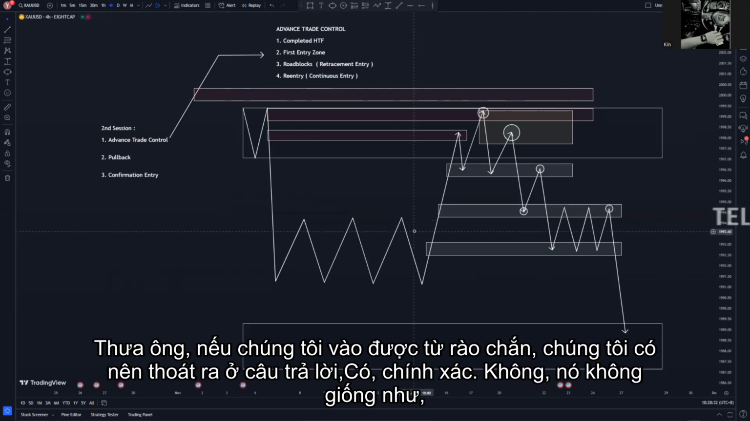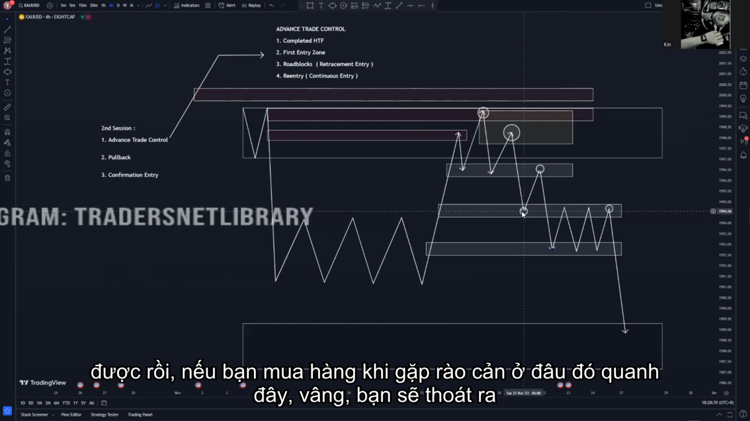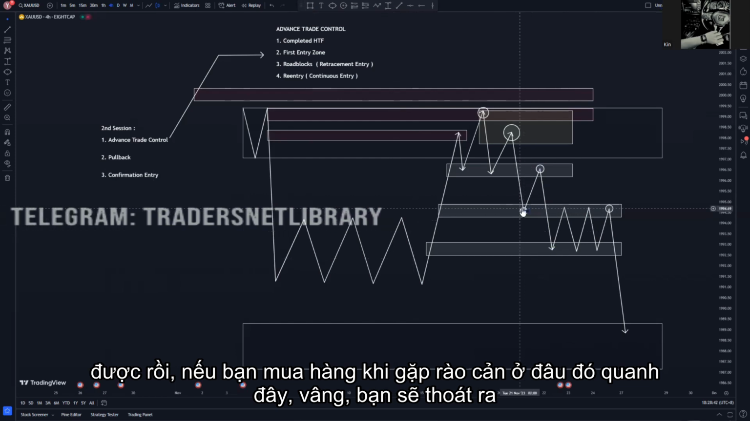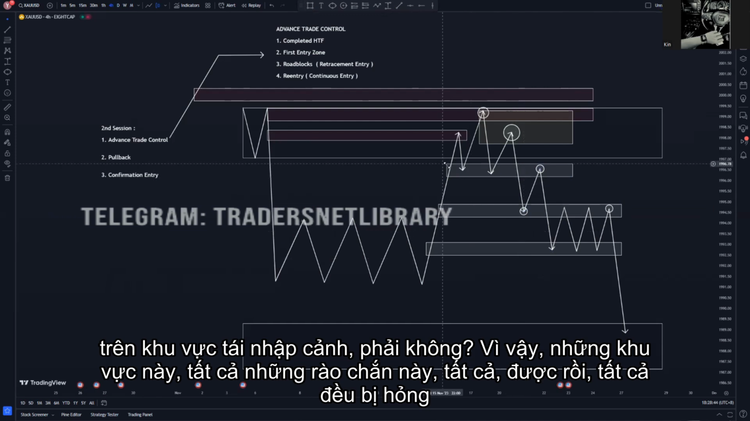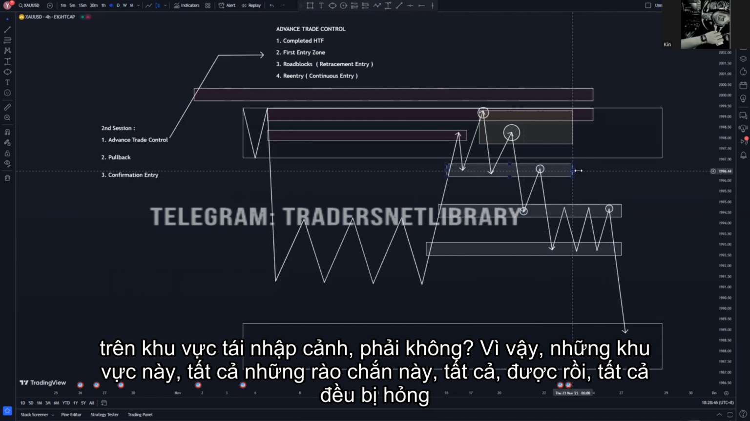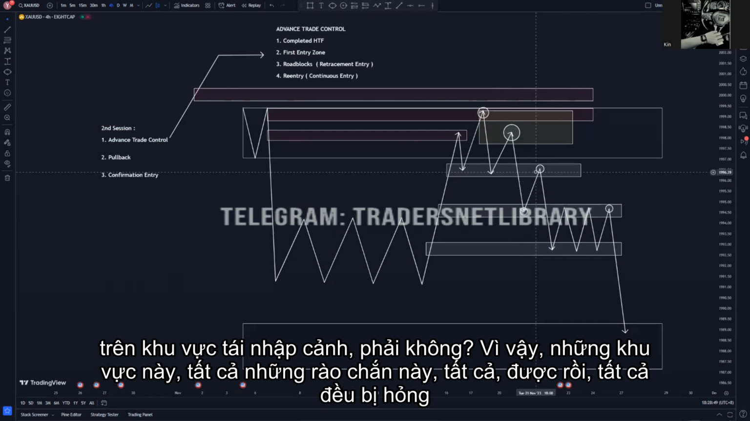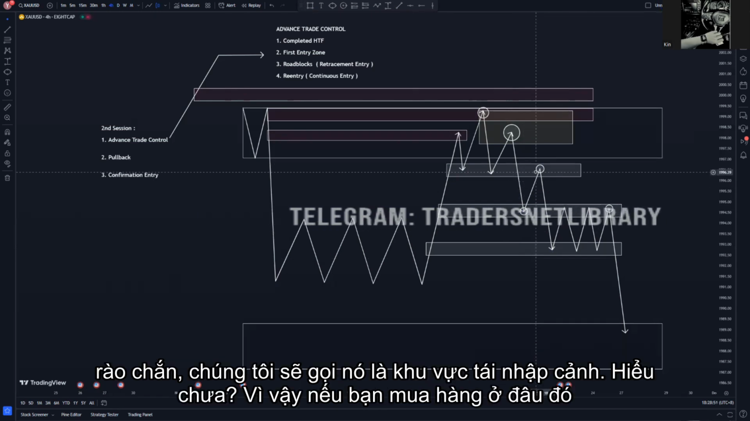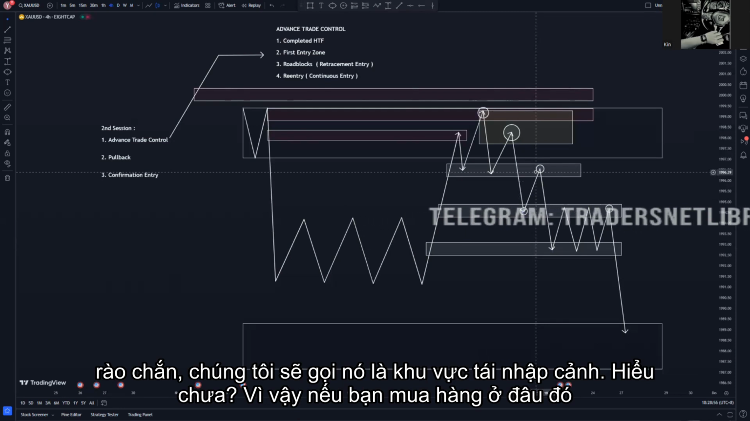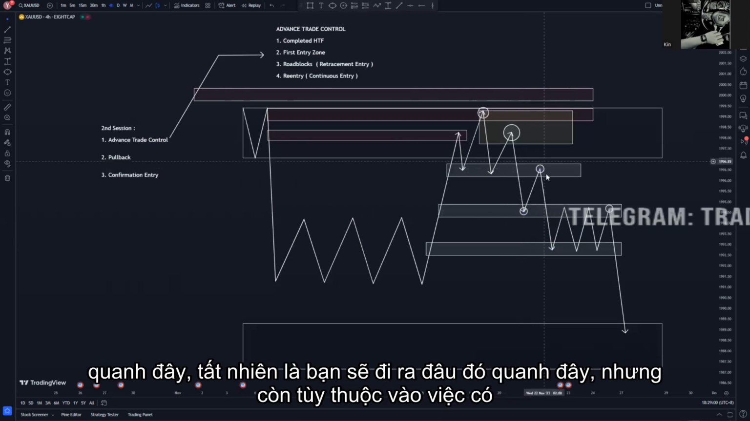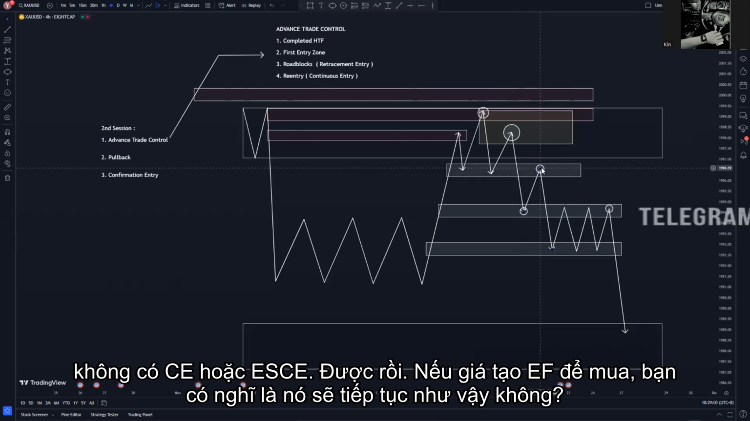So if we get entry from roadblock, should we exit at the re-entry zone? Yes, exactly. If you take the buy on the roadblock somewhere on here, you're going to exit on the re-entry zones, right? All of the broken roadblocks, we're going to call them our re-entry zones. Get it? So if you take a buy somewhere around here, you're going to exit somewhere around here, depending on whether there is a CE or no CE. All right.